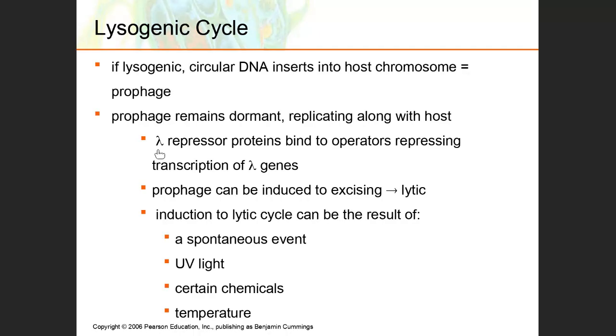Now, what can cause a lambda prophage to cut itself out? It could be a random chance spontaneous event. It could be caused by UV light. Maybe all those thymine dimers cause the lambda prophage to say, I need to get out of here, right before this cell dies from all those thymine dimers. Or certain chemicals might cause it to happen, or in the case of lambda, it's actually temperature dependent. So lambda is what we call a temperate phage. It's dormant at one temperature, so it's lysogenic at one temperature and lytic at another. But it is the classic example of a lysogenic phage.